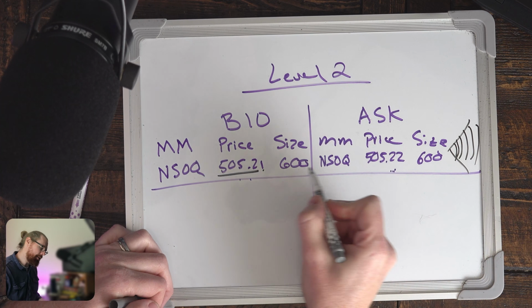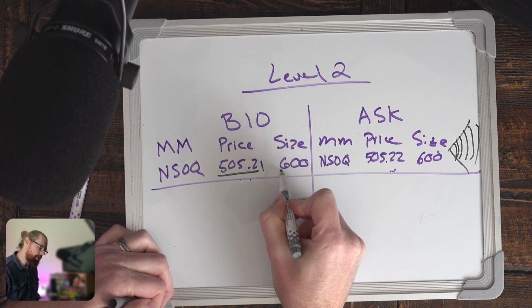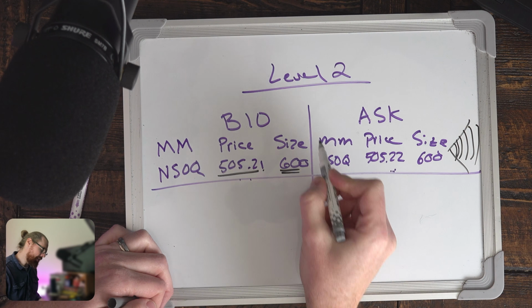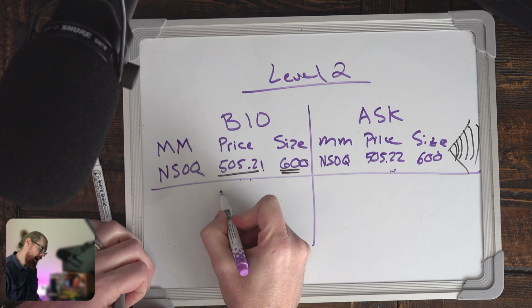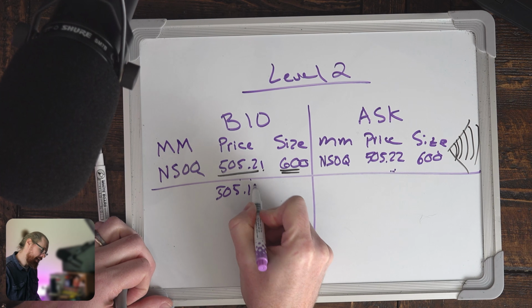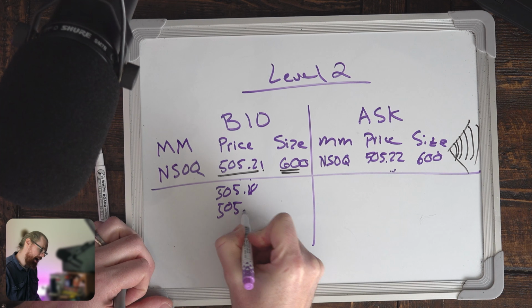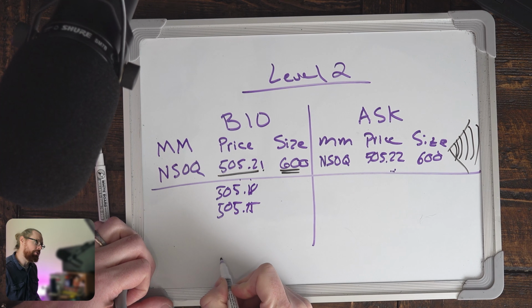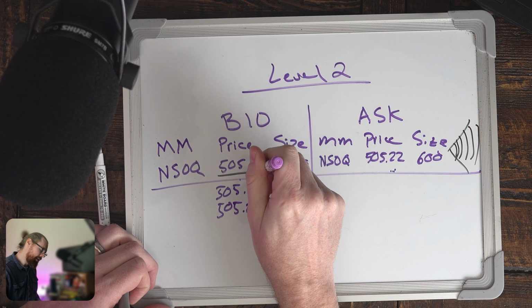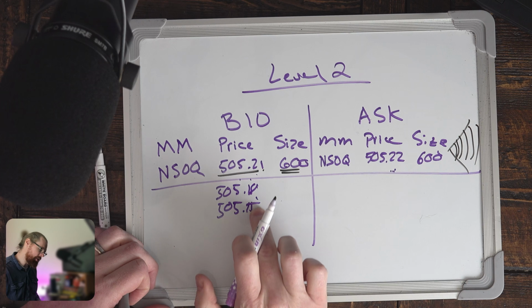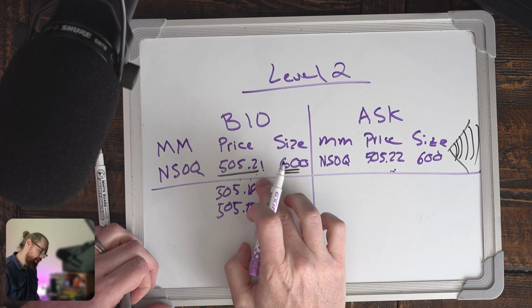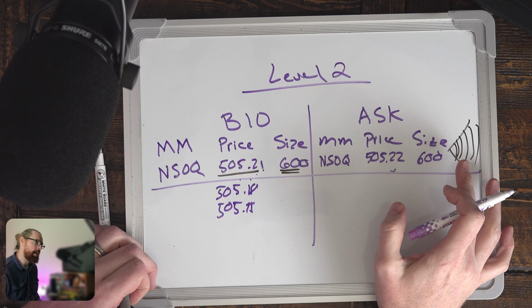And they know that if they sold on the bid, since they're selling more than 600 shares, they would have to keep searching for the next buyer, which might be 505.18, 505.15, and so on and so forth. So if they press the sell button, they would end up getting filled at a lower price. So they're just going to sit here on the offer and wait for people to come and buy their shares.